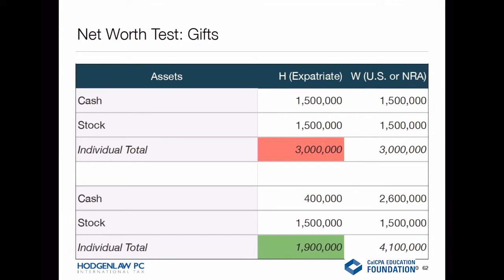So I have here a scenario on slide 62. We have a husband and wife. Let's say the husband is the one who wants to expatriate, and the wife, whether she's a U.S. person or a non-resident alien, in this example doesn't matter too much.